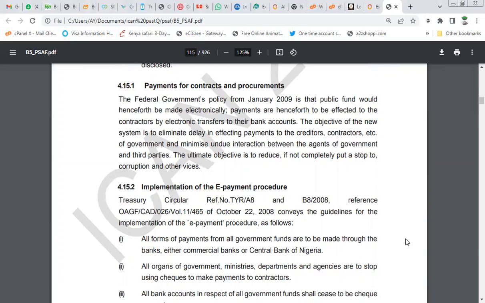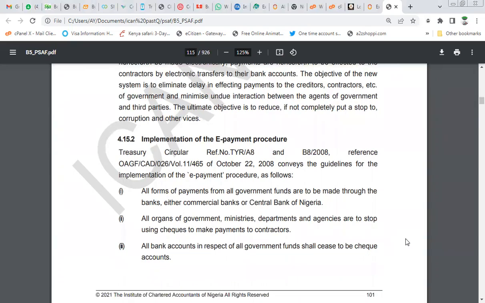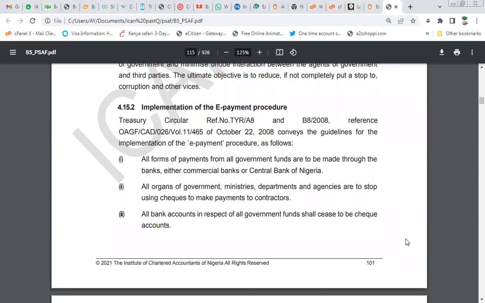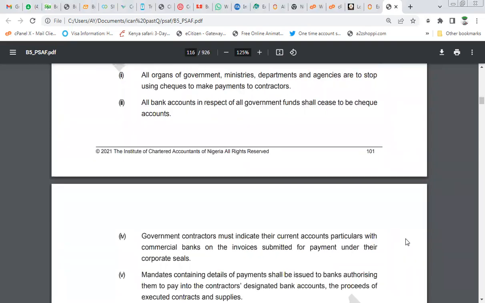So implementation of the e-payments procedures, you can read that one, is similar to what I've just said. All bank accounts in respect of all government functions cease to be check accounts. So you can just read that from your own. So let's move on.